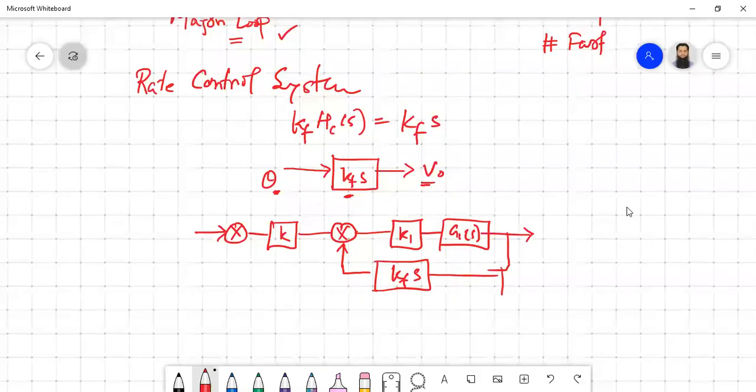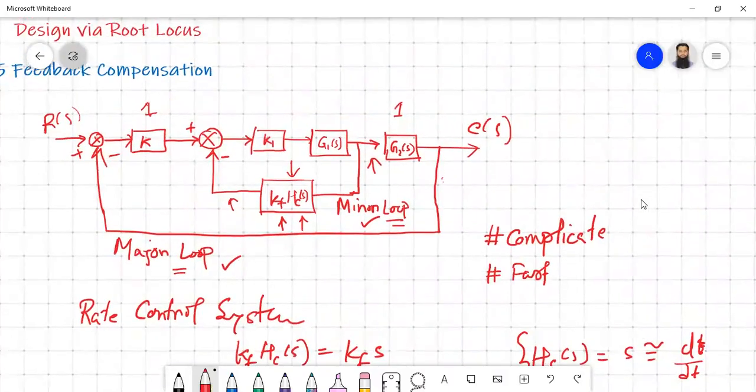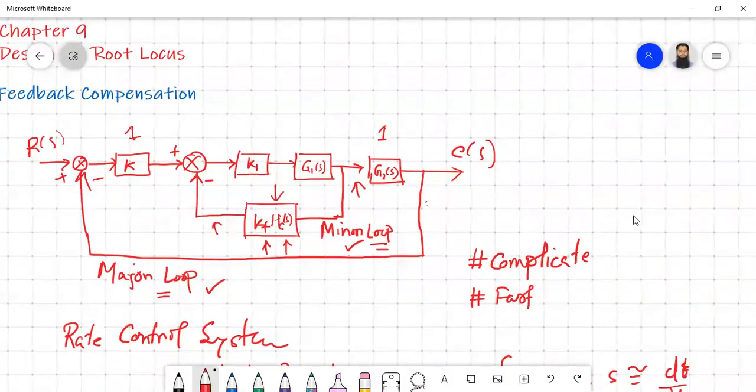Okay. And also for the cell line, you're going to go to the unity feedback. So this is your example of your feedback control system using the rate control system. So now, what is the design procedure here in the feedback?